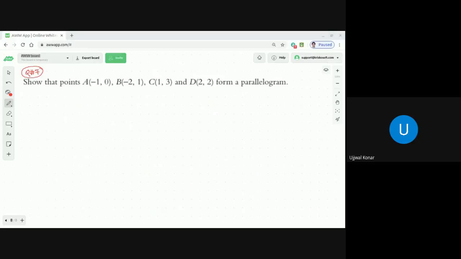Before proceeding, you can let me know what you need to establish. AB should be equal to DC and AD should be equal to BC. Yeah, that's it.